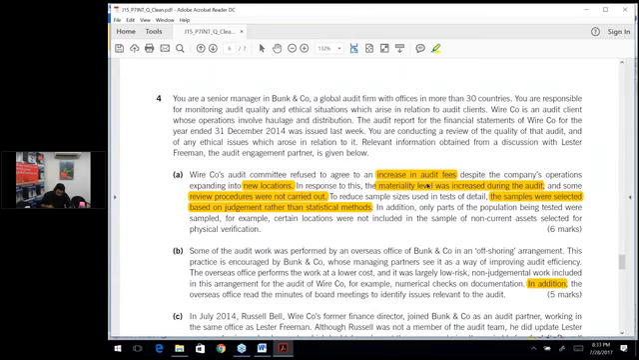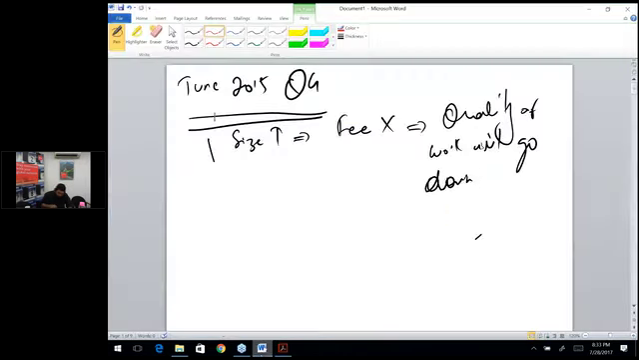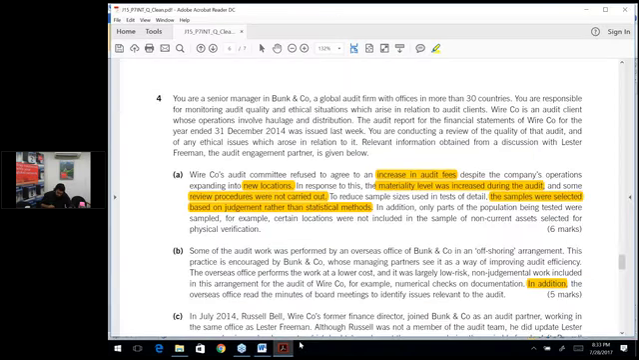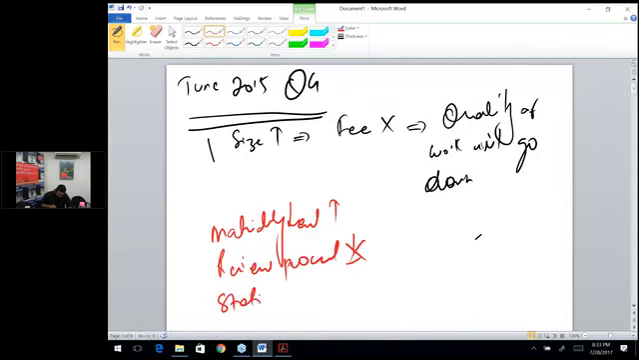Number two is what they did: the materiality level was increased during the audit. So you see, the materiality level increased, review procedures were skipped. Furthermore, statistical methods were also not used.